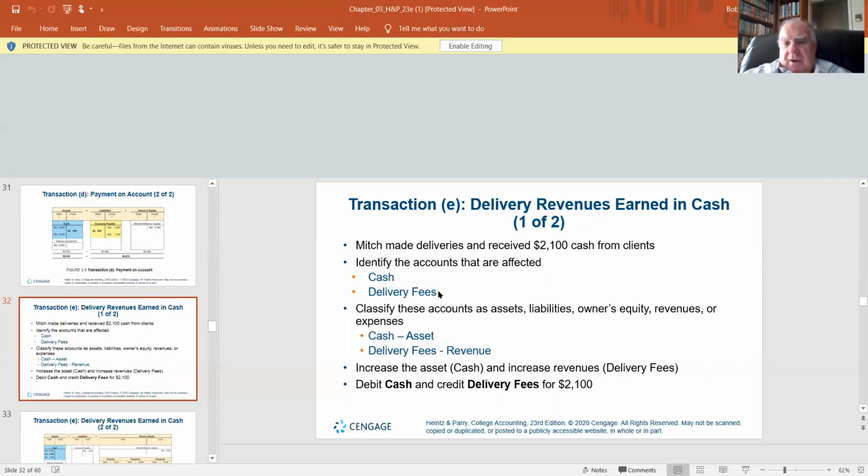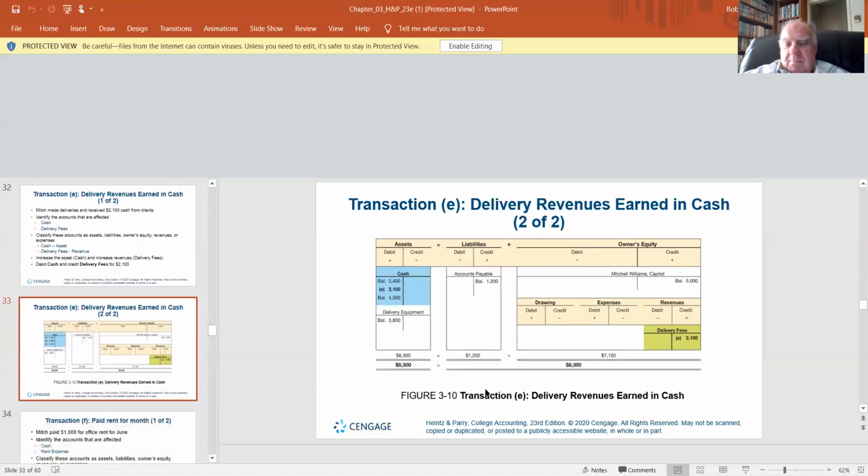And we're not calling it sales, we're calling it delivery fees because we're a specific delivery guy, right? So we received cash, increased the cash, and increased the revenues. And one is debited, cash, and the delivery fees are credited because, as you know now for sure, revenues have a credit balance. And now here comes the umbrella.